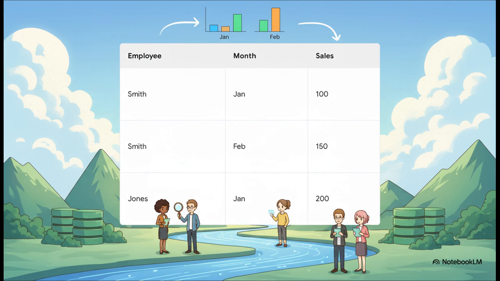So your data probably starts out looking something like this, a long, skinny table. And look, that's the right way to store it in a database, one fact per row. It's super efficient for the computer. But for a human, trying to compare monthly sales side by side, it's not great.